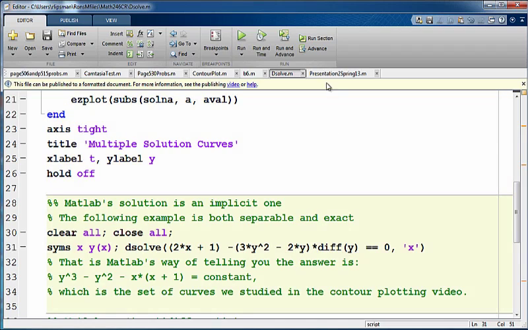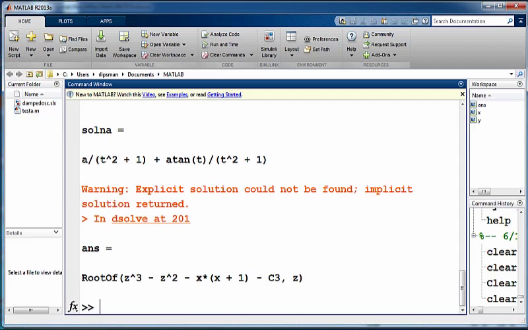I claimed it came out with an implicit solution. Let's see. So it thinks a little bit longer maybe than it did the last time. And if you look in MATLAB, it tells you, warning, explicit solution could not be found. An implicit solution is returned. And there it is. This is MATLAB's way of saying, it does it in terms of z instead of y, but it's y cubed minus y squared minus x squared minus x equal constant.